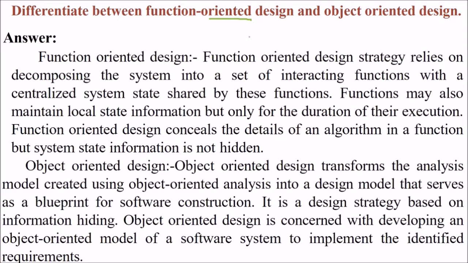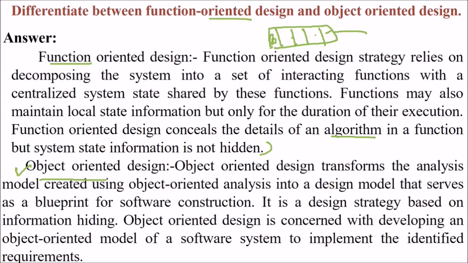Differentiate between function-oriented design and object-oriented design. There are two major types of design: function-oriented design and object-oriented design. Function-oriented design relies on decomposing the system into a set of interacting functions with a centralized system state shared by all these functions. Functions may also maintain local state information, but only for the duration of their execution. Function-oriented design conceals the detail of the algorithm in a function, but system state information is not hidden.